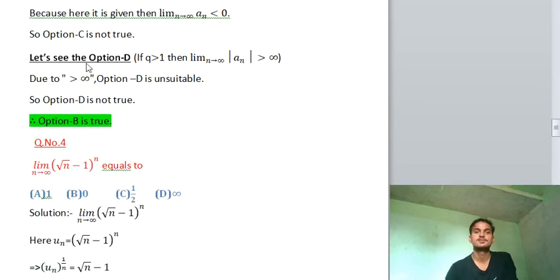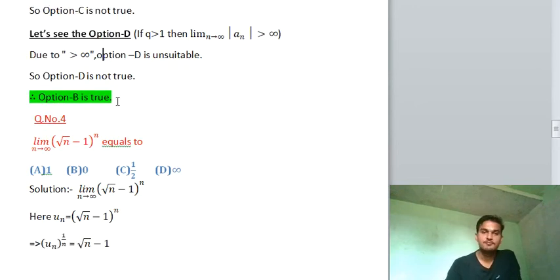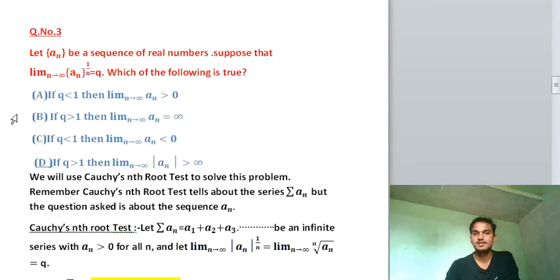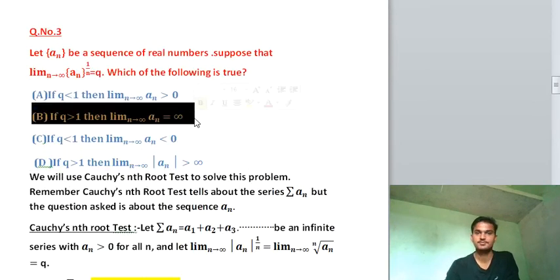And let's see option D. It is given if q is greater than 1, then the limit as n tends to infinity of the mod of n is greater than infinity. Due to greater than infinity, option D is unsuitable. So option D is not true. We can conclude option B is the true option. So option B is the answer.